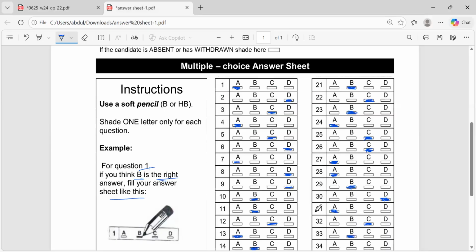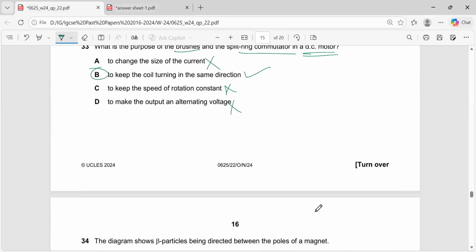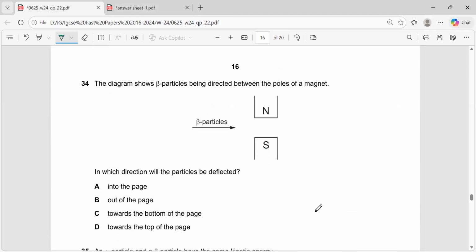33 answer is what? B. Just basic definition of commutator. Now this one, I want to explain this one also. The diagram shows a beta particle. Now we are in nuclear physics. Beta particles being directed between the poles of a magnet. In which direction will the particle be deflected?